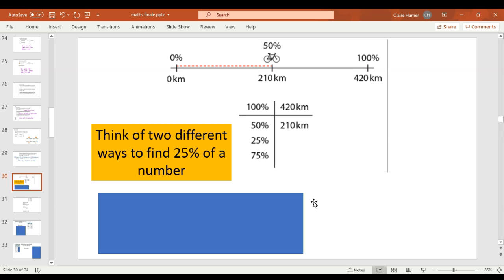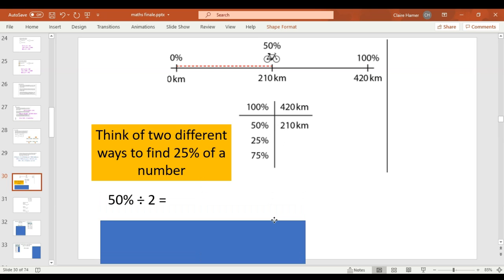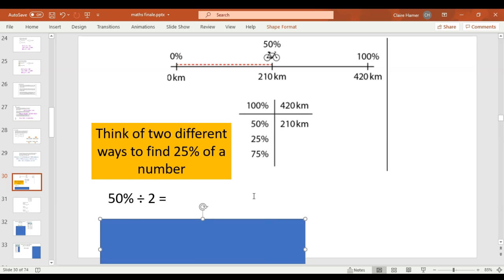Right, so my way of doing this for this question, which I think is the easiest way, would just be to halve the 50%, because I know that 25 is half of 50. So I would have got 105. Okay, so I'd have done 50% divided by 2, 105 kilometres. Now, that's the easiest way in this problem, but sometimes it might be easier to do it a different way. It depends on your numbers.